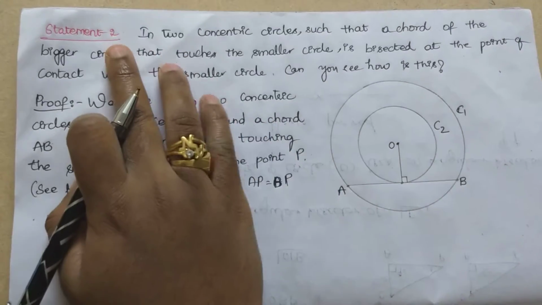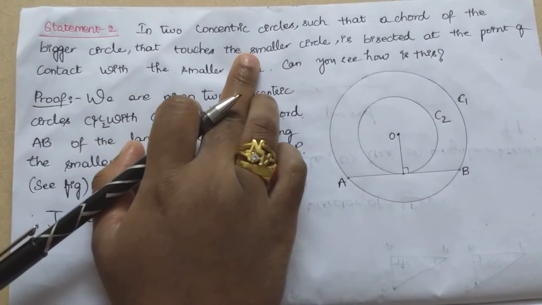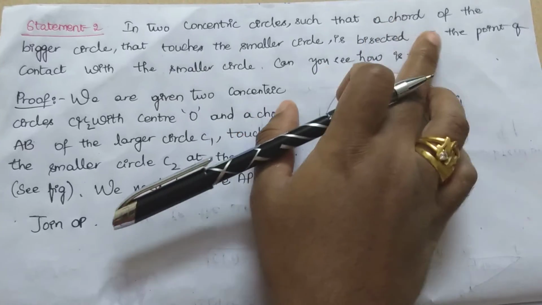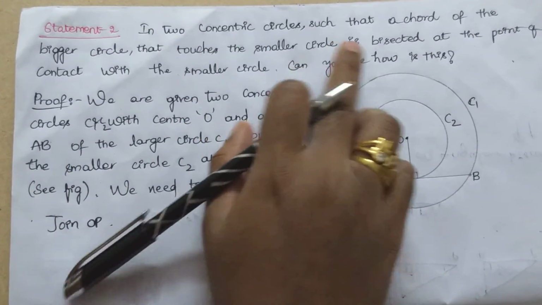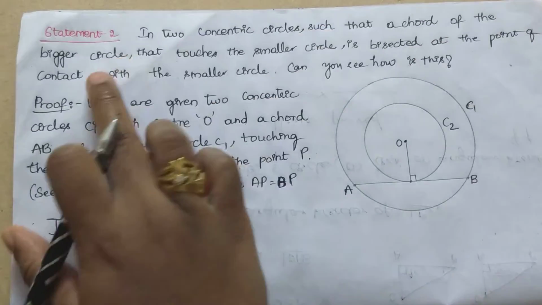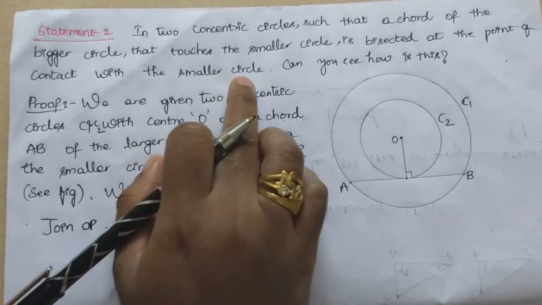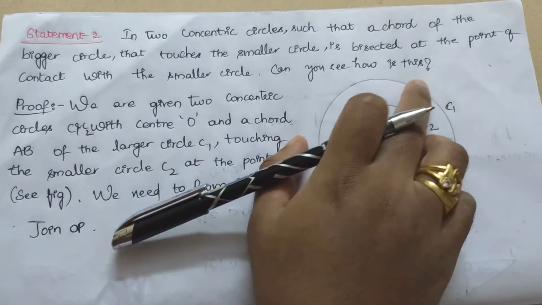Hello friends, let's see statement 2. In two concentric circles, a chord of the bigger circle that touches the smaller circle is bisected at the point of contact with the smaller circle. Can you see how this is?